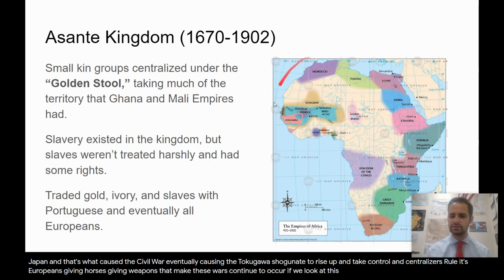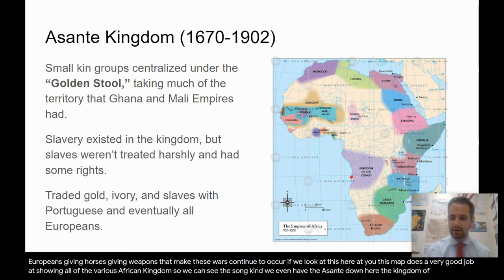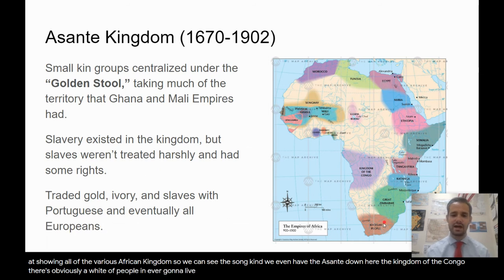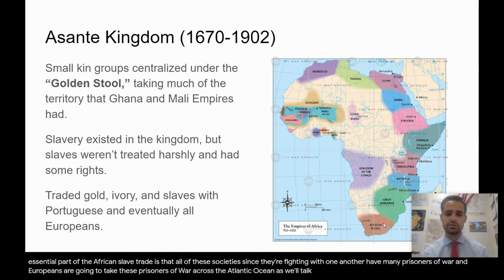If we look at this here, actually, this map does a very good job at showing all of the various African kingdoms. So we can see the Songhai, the Ghana, the Mali, all in the same spot. We even have the Asante down here, the Kingdom of the Congo. There's obviously a lot of people in Africa and a lot of different societies. All of these societies can tend to fight with one another. And that's an essential part of the African slave trade, is that all of these societies, since they're fighting with one another, have many prisoners of war, and Europeans are going to take these prisoners of war across the Atlantic Ocean, as we'll talk about in just a second.